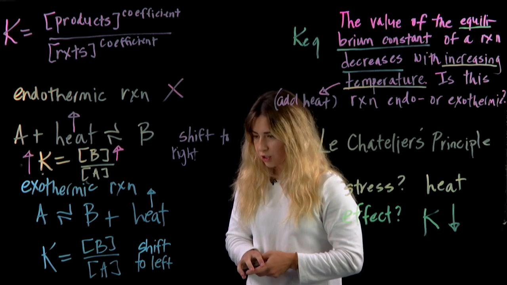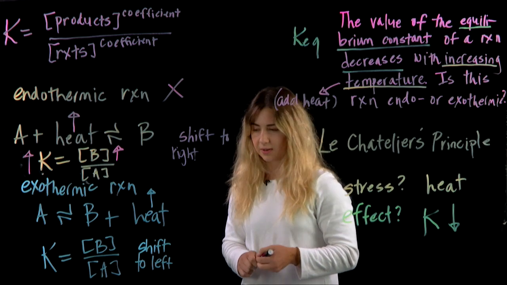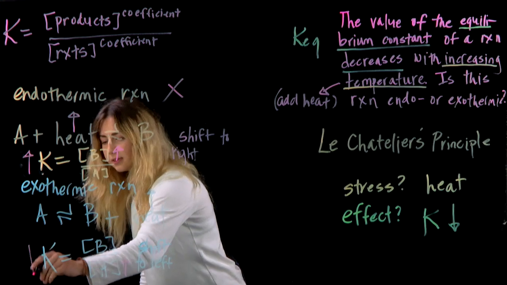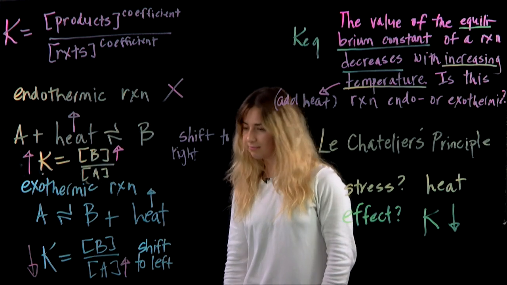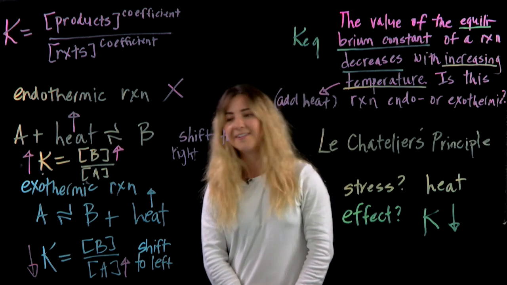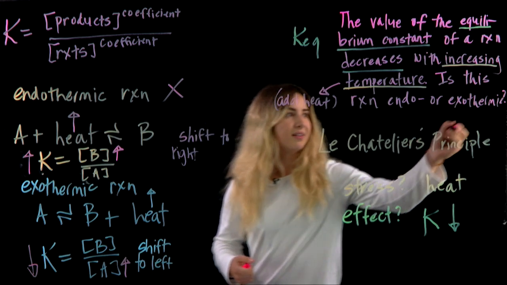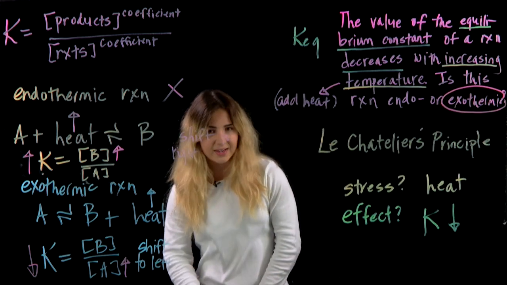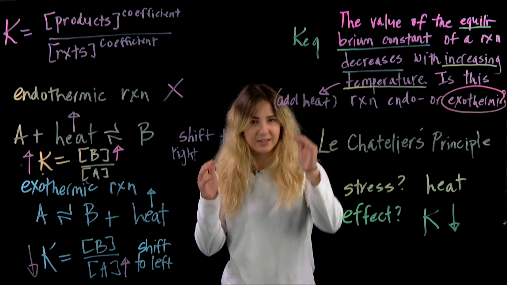And now you probably know that it's exothermic, but let me just prove it to you. If we shift to the left, that means we're going to increase the number of reactants that we have in our system. And then K will therefore decrease because they're inversely related, K and concentration of A. So there you have it. The answer to this problem is that this system is exothermic, because when you add heat to an exothermic reaction, it's going to favor the reactants and K will go down.